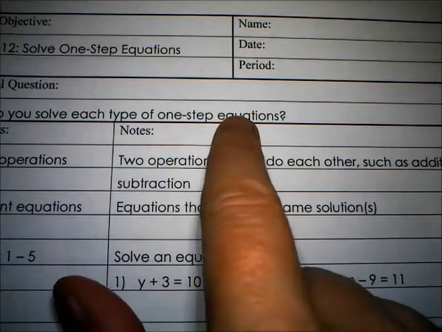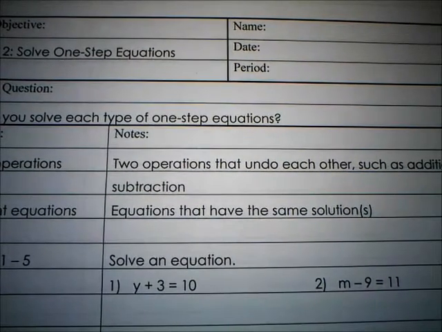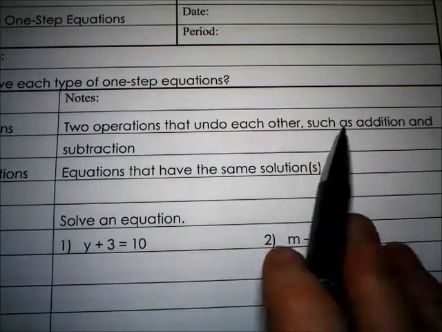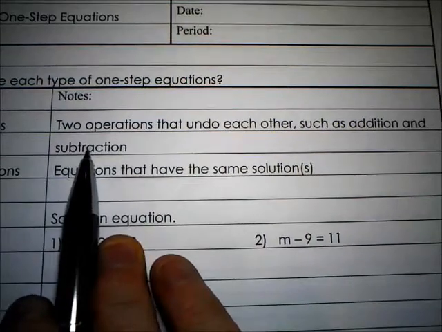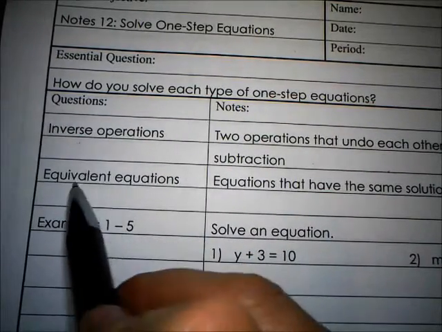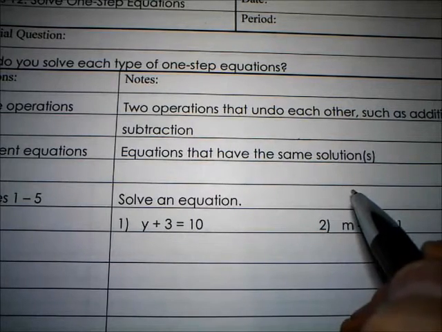With one-step equations, usually you only have to do the inverse operation to solve for the variable, which is basically an undo, balance, and solve step, as I will call it. My first item says inverse operation: two operations that undo each other, such as add and subtract, or multiply and divide. Equivalent equations are equations that have the same solution. So if they come out to equal the same thing, they're equivalent.